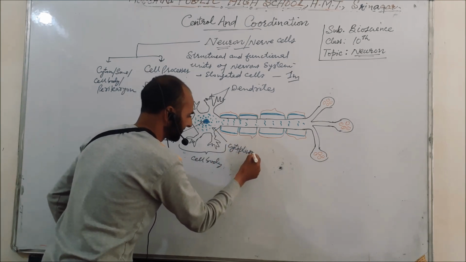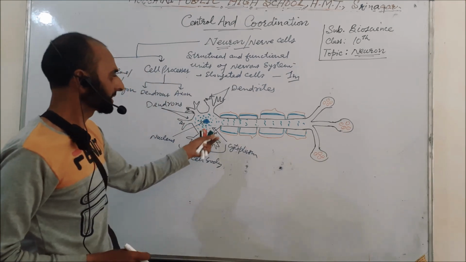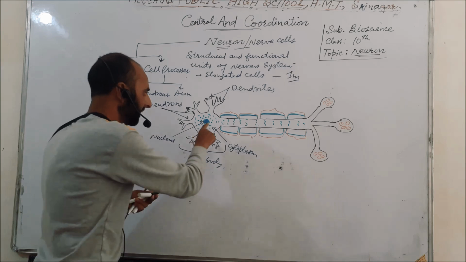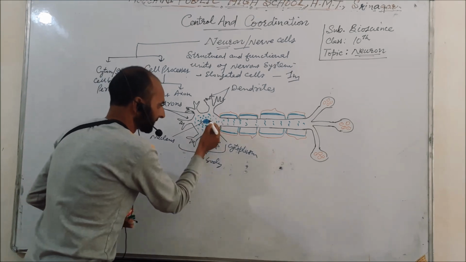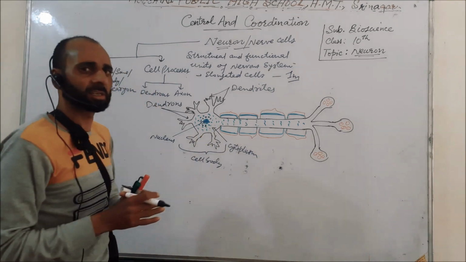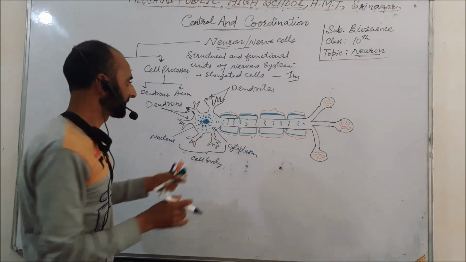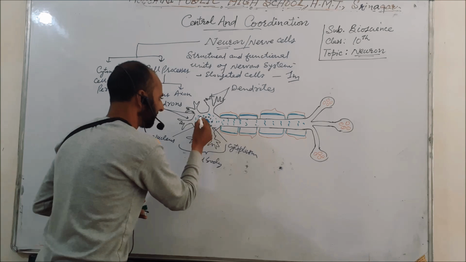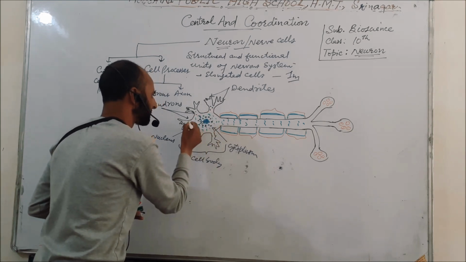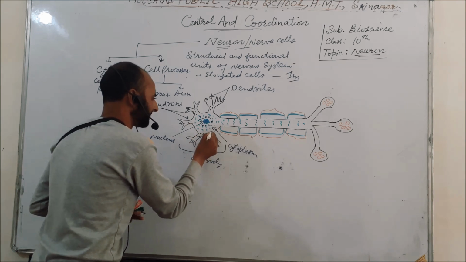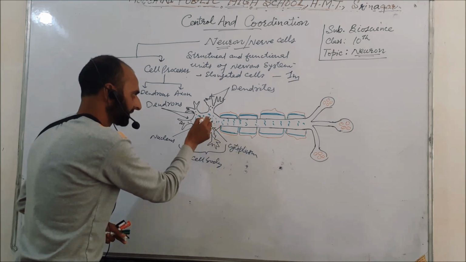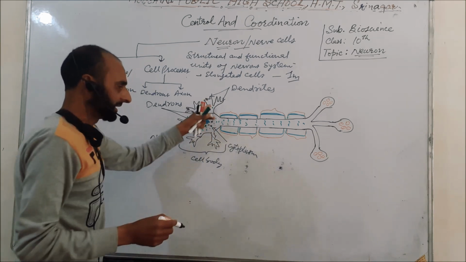Cytoplasm. That means the cell body contains the nucleus and cytoplasm. Now in this cytoplasm, in the cell body, there are rounded structures, as I have shown here. There are rounded structures, granular structures. These are present in the cell body, and these are also present in the dendrons. Remember, the granular structures, the rounded structures, are present here in the cytoplasm as well as in the dendrons.